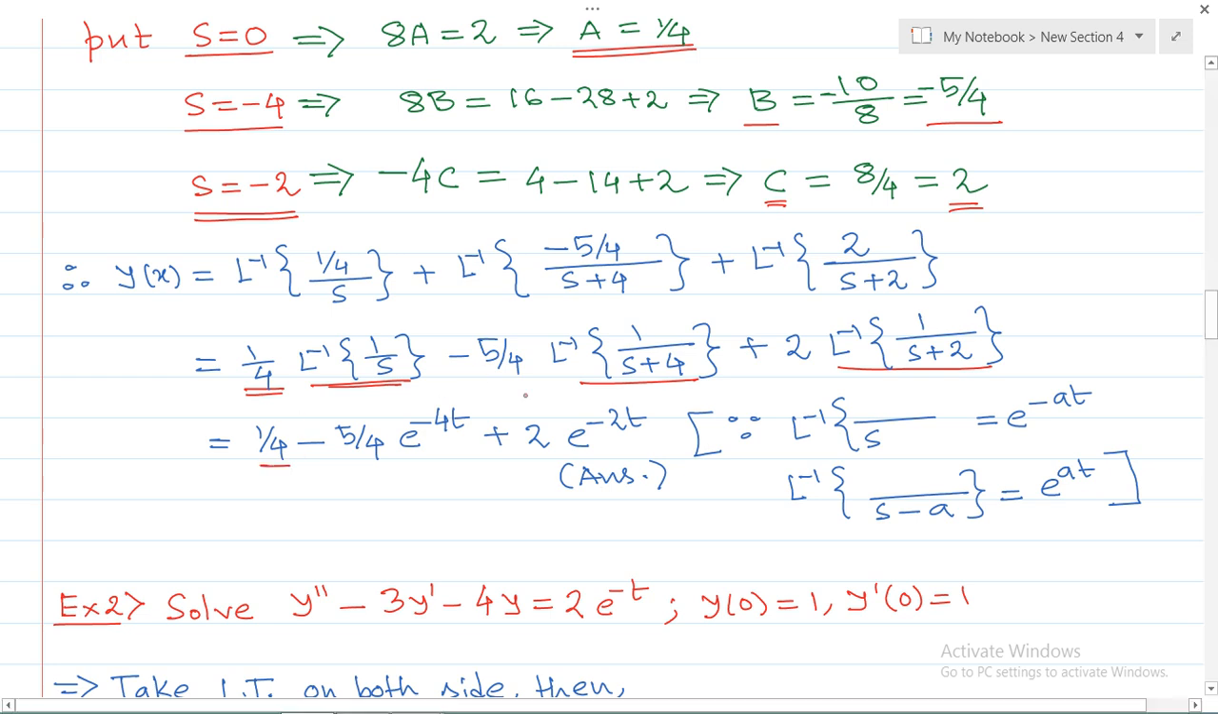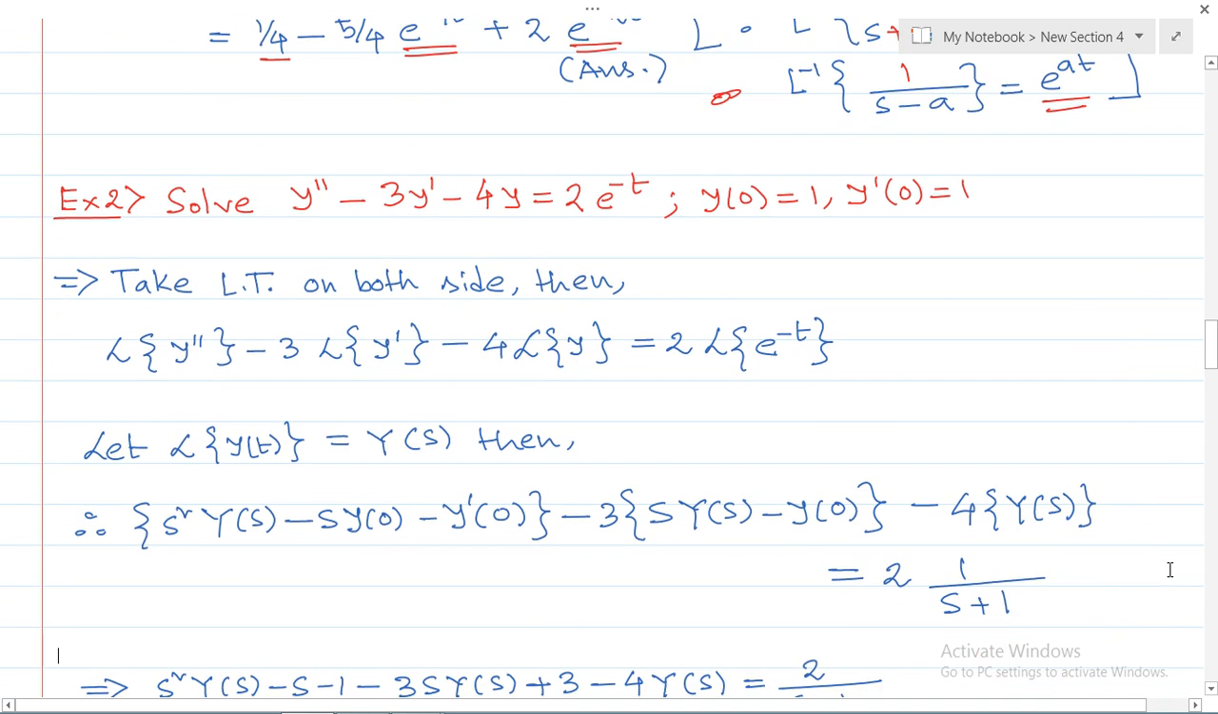So 1 by 4 it will come, minus 5 by 4 times 1 by s plus 4, which equals e power minus 4t, and L inverse of 1 by s plus 2 will be e power minus 2t. Why? What is the reason? Because L inverse of 1 upon s plus a is e power minus at, and L inverse of 1 upon s minus a is e power at. So here it is s plus 4, so we apply the first form, so it will come e power minus 4t, and s plus 2 will come e power minus 2t. It is very easy to understand. So that is the answer.